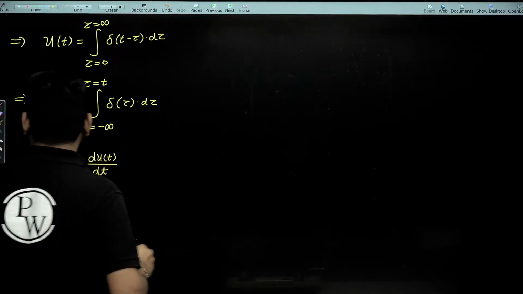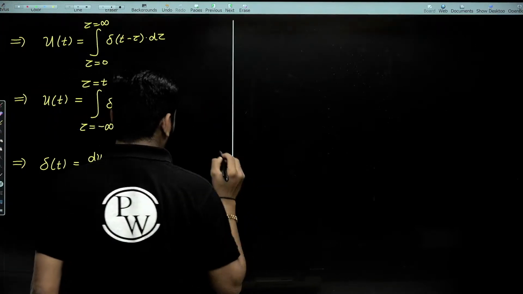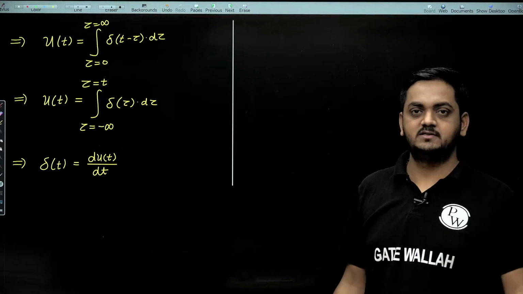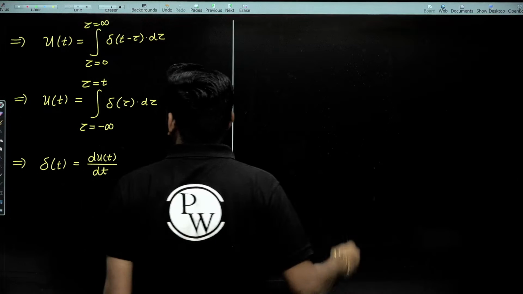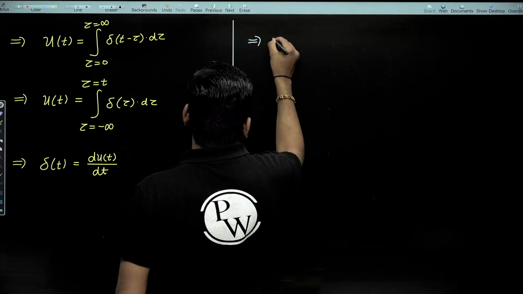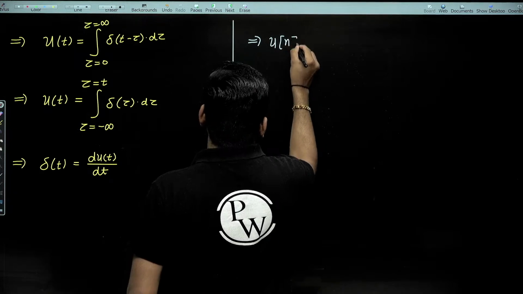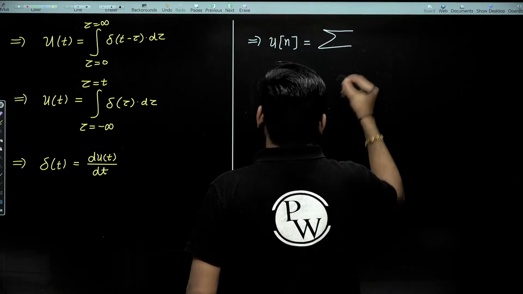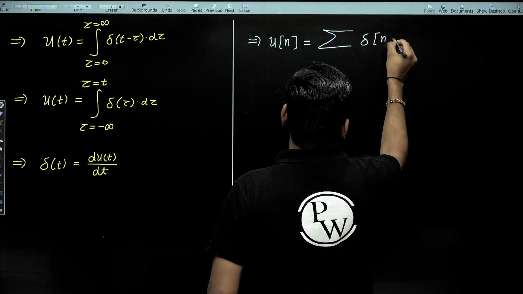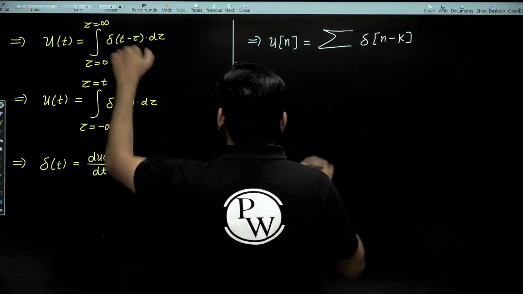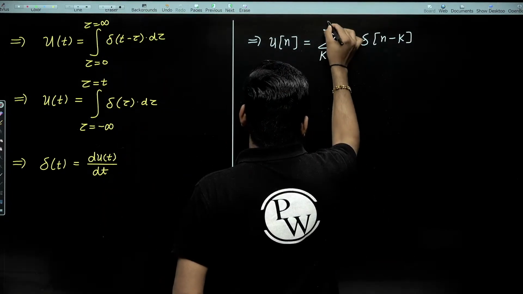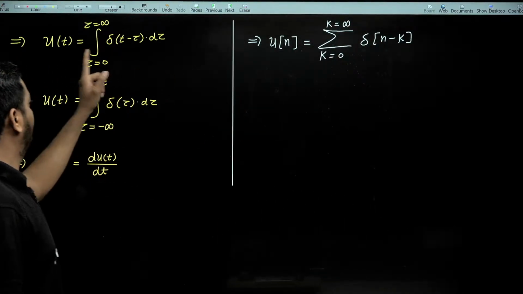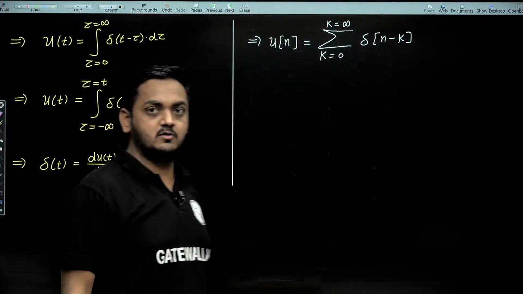Now first I will tell you the same thing for discrete time by comparing with continuous time, and later we will see it with an example also. So for discrete time, instead of u(t) it is u(n), the summation of δ(n − k), where k is from 0 to infinity. I told you, by comparing with continuous time, later we will see it with an example.